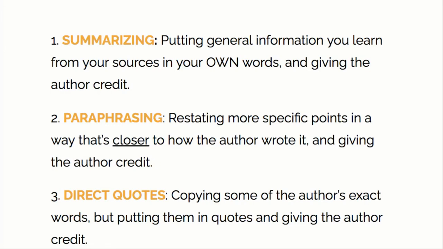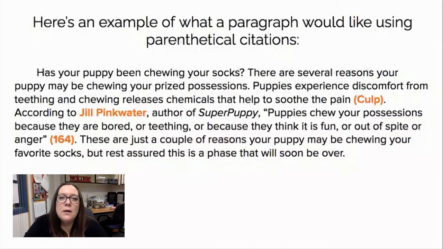Or you could have a direct quote, and that's where you copy the author's exact words and you put quotation marks around it and give the author credit. Every time you give the author credit, no matter what. Now, you never want to fill your paper with all quotes. That's kind of the lazy way out, right? So it's a good idea to have a combination of these three types of giving information when you're writing a research essay. Here's an example of what a paragraph would look like using parenthetical citations.